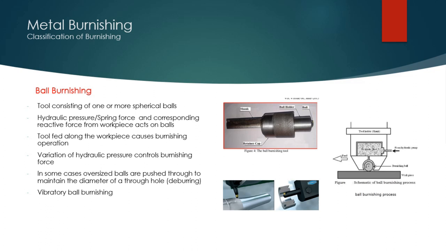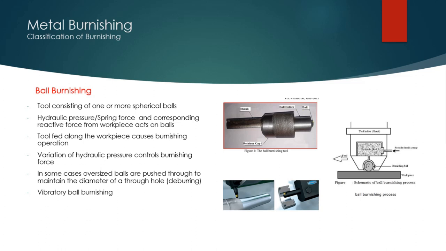The burnishing process has two types, ball burnishing and roller burnishing, with some minor changes in both. In ball burnishing, the tool basically consists of one or more spherical balls. These balls are held in a shank of the tool holder by means of some hydraulic pressure or spring force, and also the corresponding reactive force from the workpiece that acts on the balls. The tool is fed along the workpiece, and when it comes into contact with the workpiece surface, the burnishing process will occur. The amount of burnishing will depend on the burnishing force, which depends on the hydraulic pressure or the spring force given onto the ball.